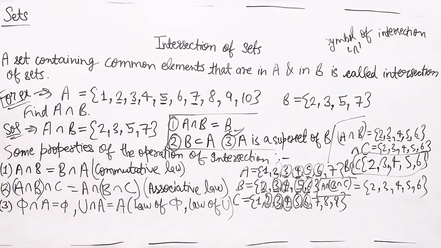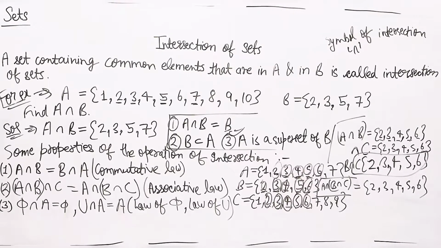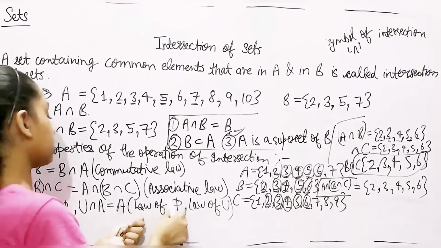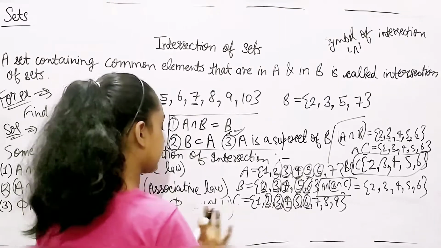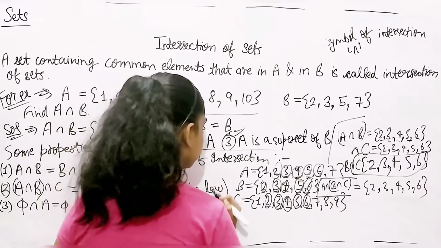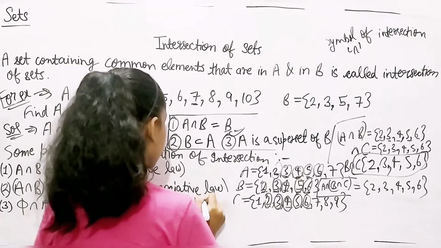As we all can see, isn't it? Phi intersection A is equal to phi, and universal set, set U intersection A, is equal to A, and these both are from their own laws. This one is from the law of phi, and this one is the law of universal set. To make it short, I will write it this way: law of phi and universal set. That's it.